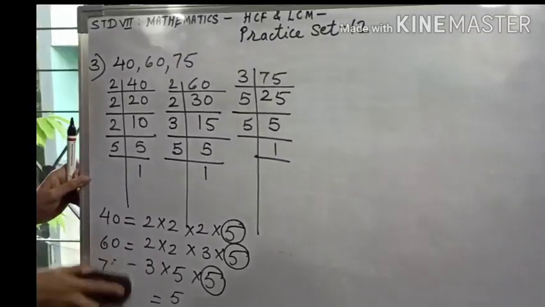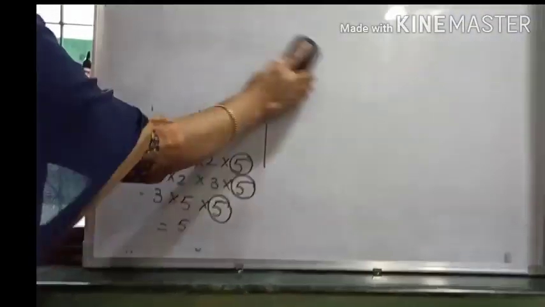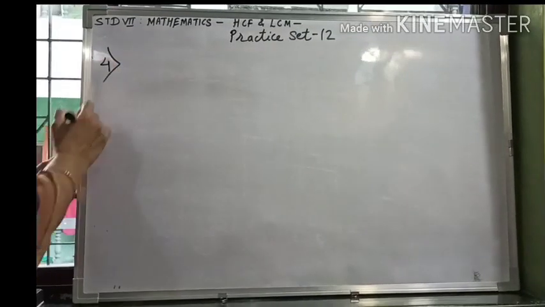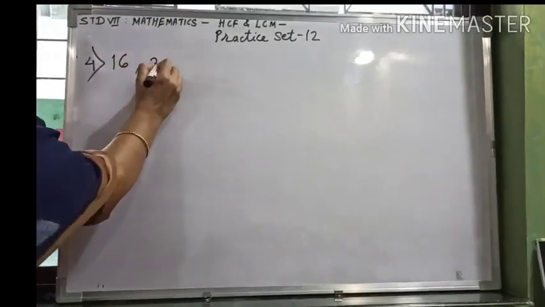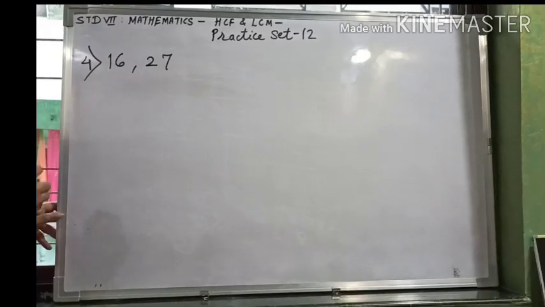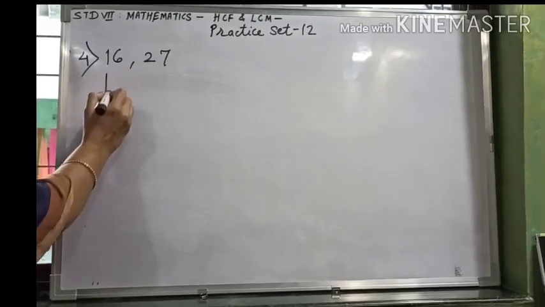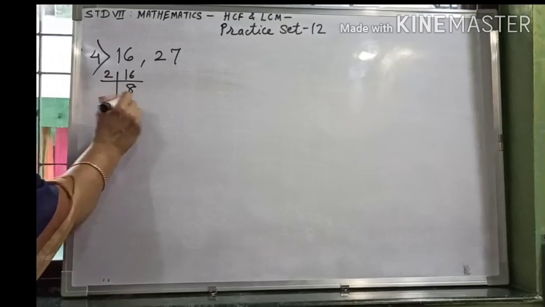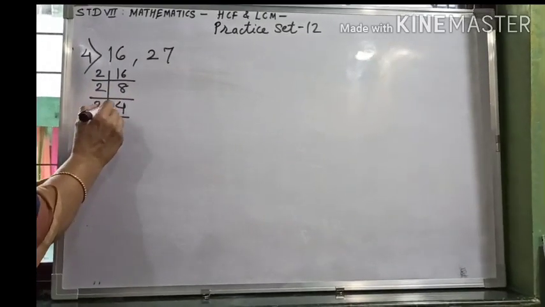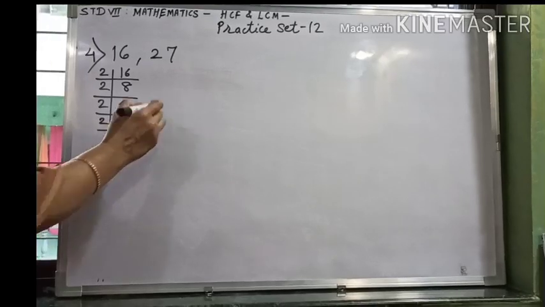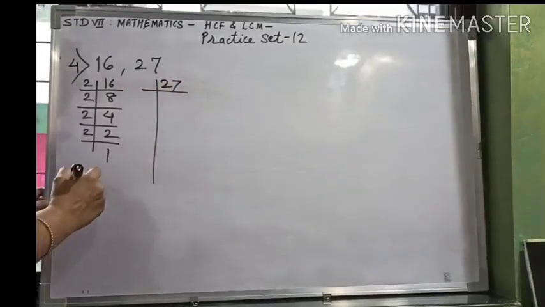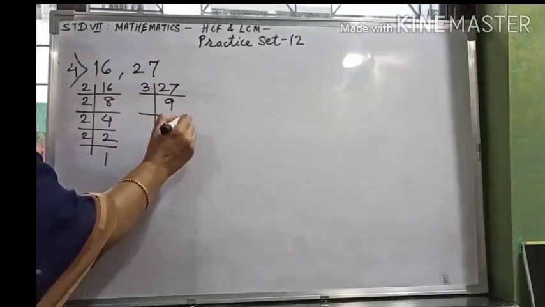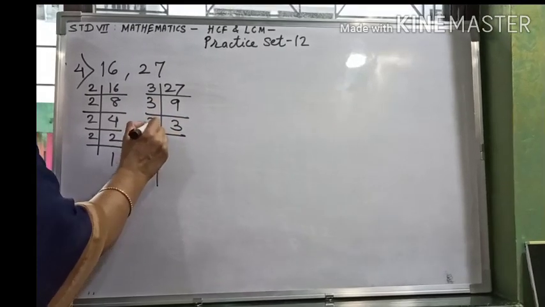Now let us solve the next sum. Fourth sum, to find out HCF of 16 and 27. Sixteen is divisible by 2, so 2 8s are 16, then 2 4s are 8, 2 2s are 4, 2 1s are 2. Then find out factors of 27. So 27 is an odd number, it is divisible by 3. 3 9s are 27, 3 3s are 9, 3 1s are 3.